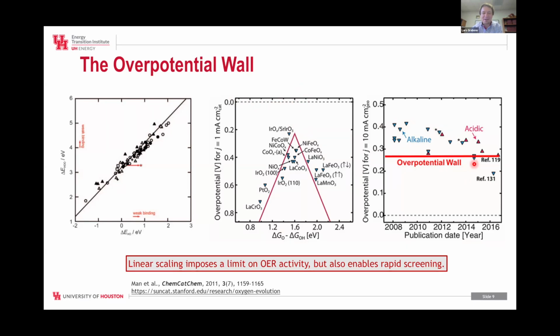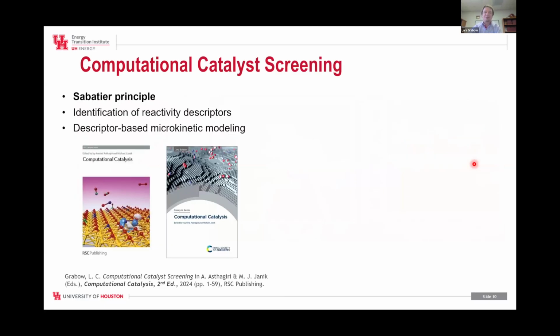So the linear scaling between the surface species really imposes a limit on the maximum oxygen evolution activity, but it can also be used for rapid material screening, and that's what I would like to talk about mostly in this presentation. So, computational catalyst screening. The second edition of the book Computational Catalysis, for which I wrote the opening book chapter, was just released earlier, I think in December 2024, so 2 months ago.